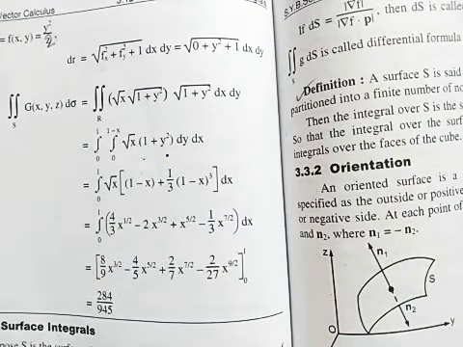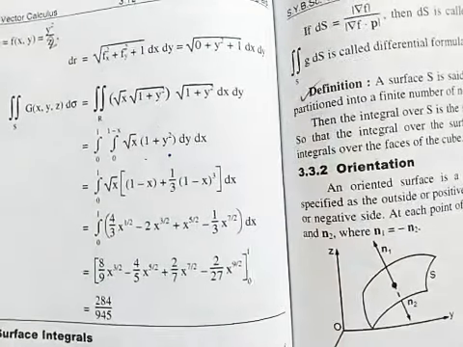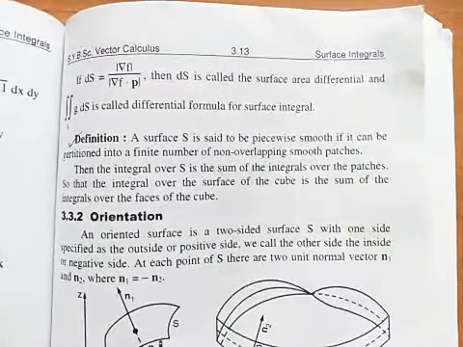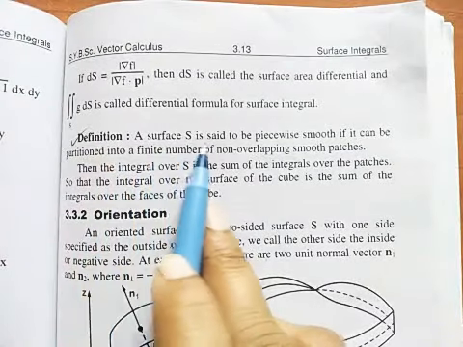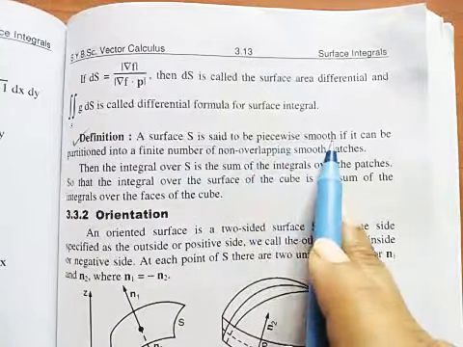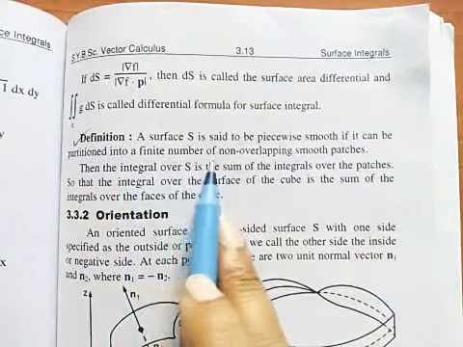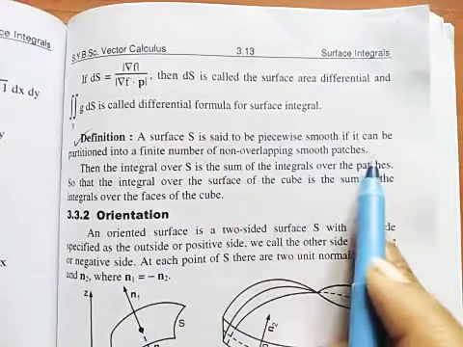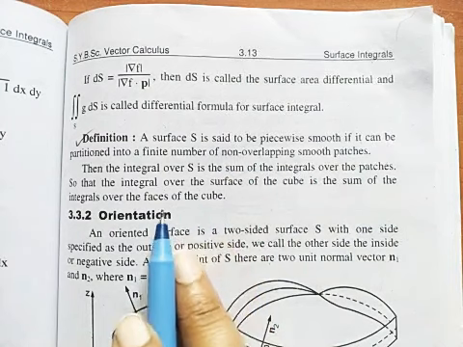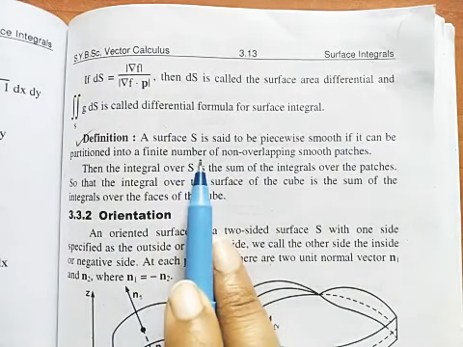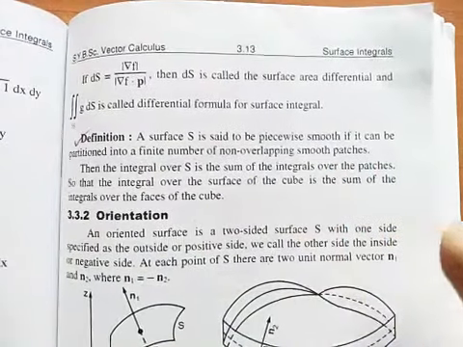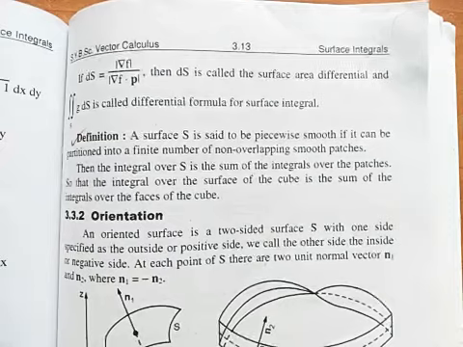Now next there is a definition. What is a piecewise smooth curve or piecewise smooth surface? A surface S is said to be piecewise smooth if it can be partitioned into a finite number of non-overlapping smooth patches. If any surface can be partitioned into a finite number of non-overlapping smooth patches, then that surface is said to be a piecewise smooth surface.